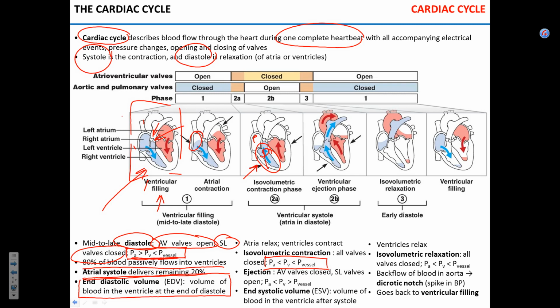Does that make sense? Now at this point, which valves are closed? So again, all of them. This is called isovolumetric contraction phase. We call it isovolumetric because the volume of either ventricle doesn't change. Do you see that?